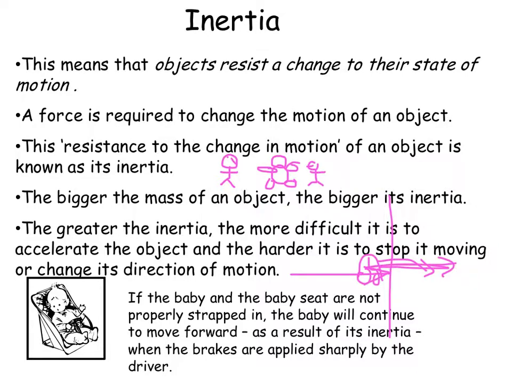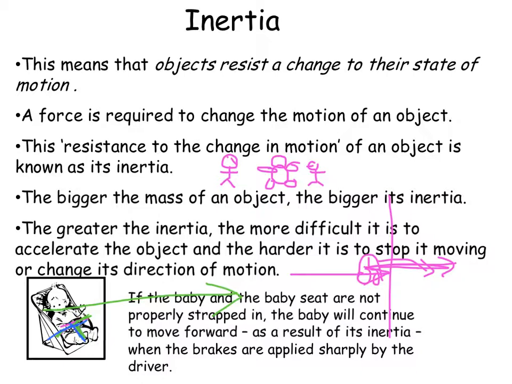Or any person that does not have a seat belt on. The seat belt acts as the force that changes the state of motion. It acts against the motion. Naturally, this baby would fly forwards, but the seat belt acts to stop that motion. So an object will continue in its state of motion unless an unbalanced force, and in this case it's the seat belt, acts against it.